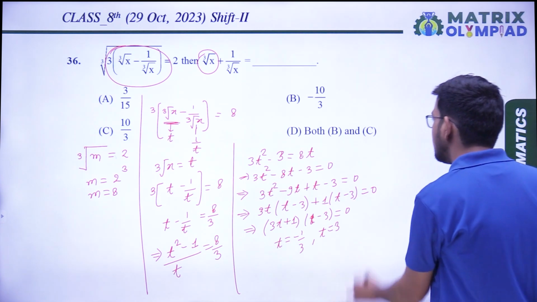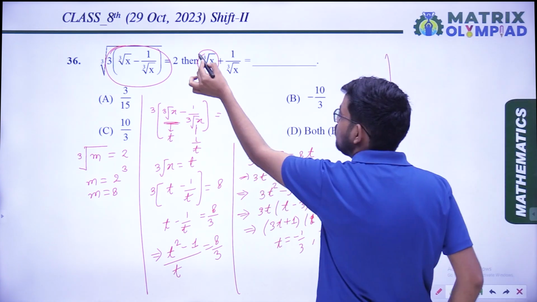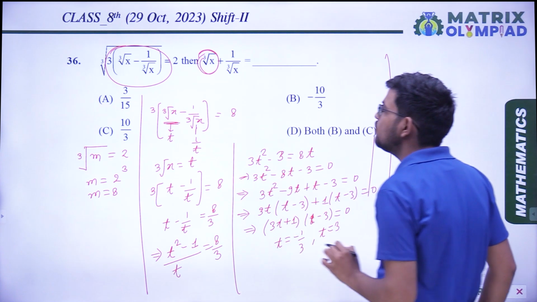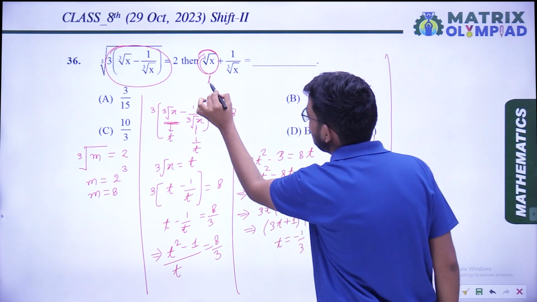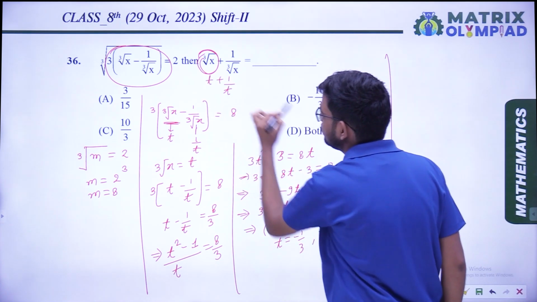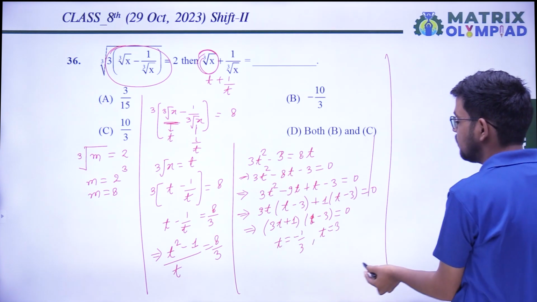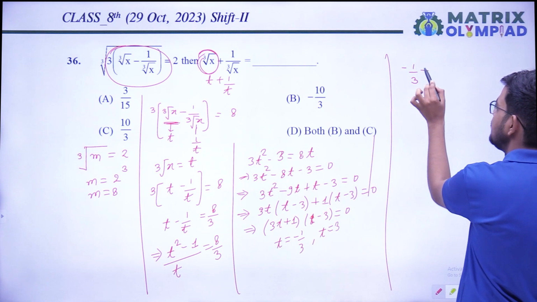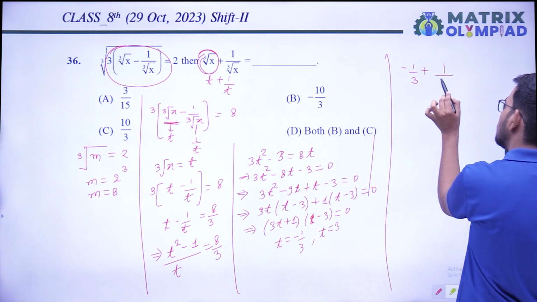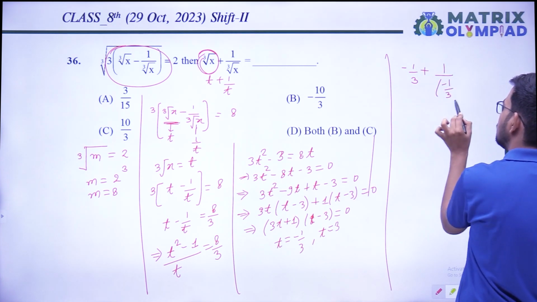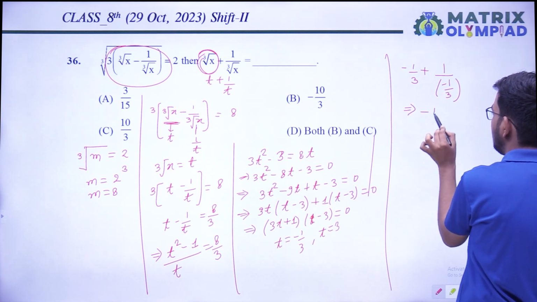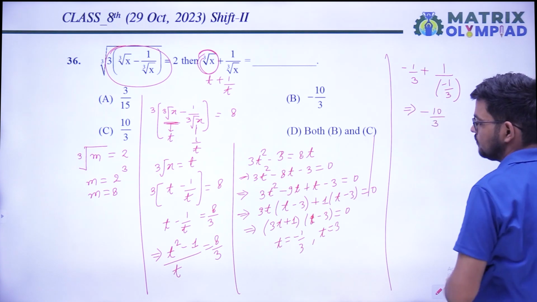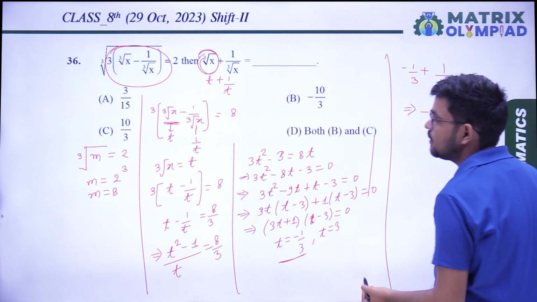Now it is asking us cube root of x plus 1 upon cube root of x, that is, t plus 1 upon t. In one case t is minus 1 upon 3, so minus 1 upon 3 plus 1 upon minus 1 upon 3. When we simplify it, we get minus 10 upon 3, when we put t equal to minus 1 upon 3.